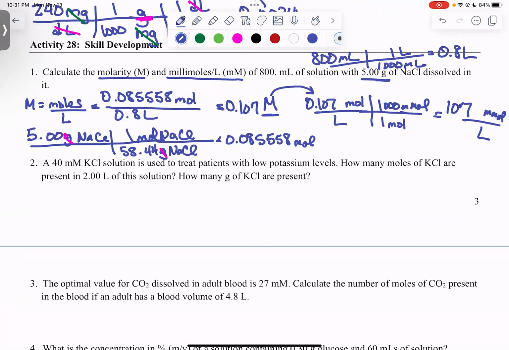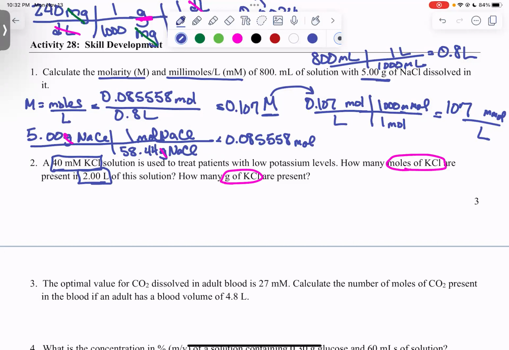A 40 millimolar KCl solution is used to treat patients with low potassium levels. How many moles of KCl are present in 2 liters of this solution? How many grams are present? All you're doing here is being asked to do dimensional analysis. That's it. So what are we starting out with? We have a 40 millimolar, and sometimes I like to circle what I have. I know that I have 2 liters of the solution, and my goal is how many moles of KCl and then how many grams of KCl. So it's like a 2-parter.